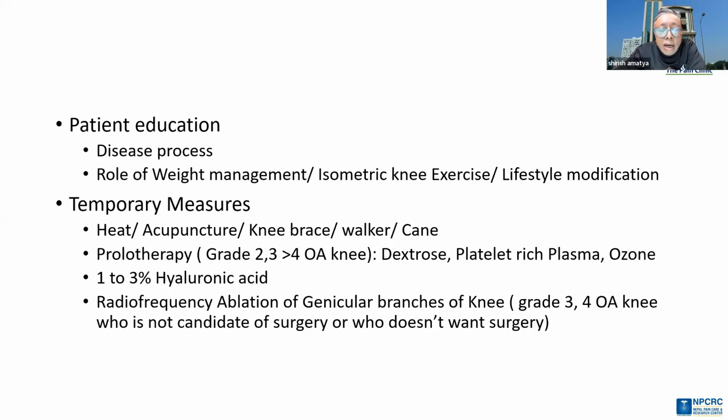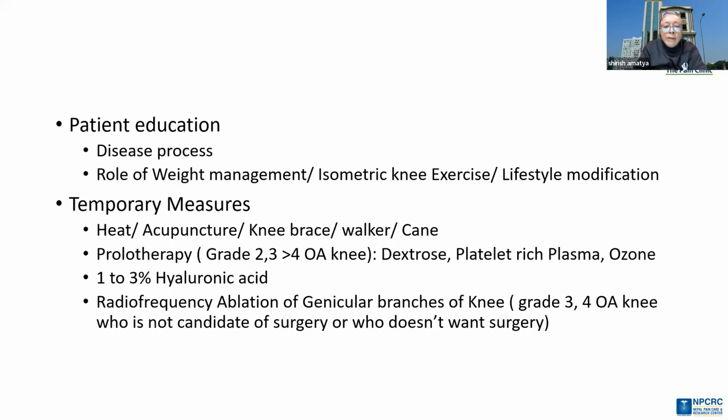So here you have to focus on these three things as well, not just focus on medicine as well as PRP. And there are other temporary measures like heat, acupuncture, and knee braces, walker or cane that can be given to the patient. You have to tell the patient that the application of heat, acupuncture, knee brace, walker, these things are temporary. They will take care of the problem only for a few hours, few days, or few weeks. This will not be a permanent treatment.